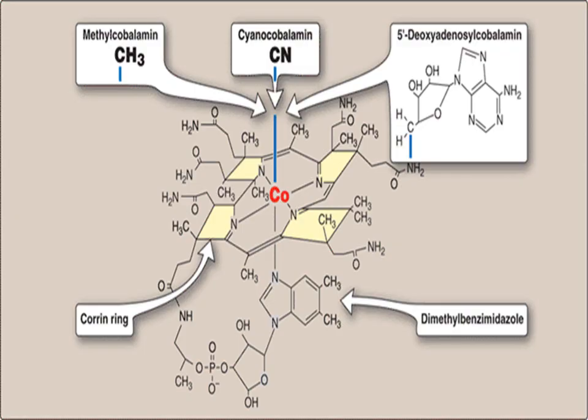And this picture shows the structure of vitamin B12 or cobalamin. As we said, it consists of tetrapyrrol ring with cobalt ion in the center. If the cobalt is bound to cyanide, the structure is cyanocobalamin. If it is bound to 5-deoxyadenosine, it results in the formation of 5-deoxyadenosylcobalamin, and if cobalt is bound to a methyl group, the vitamin is called methylcobalamin.